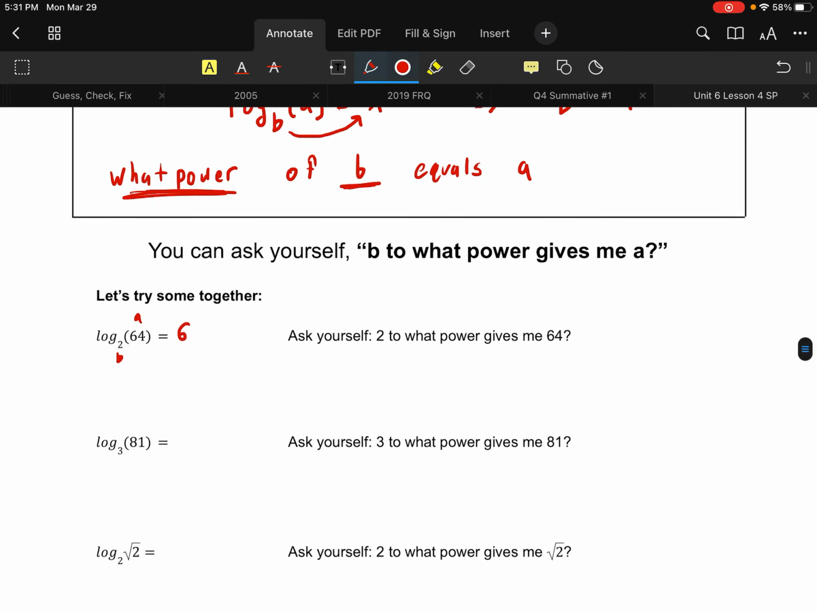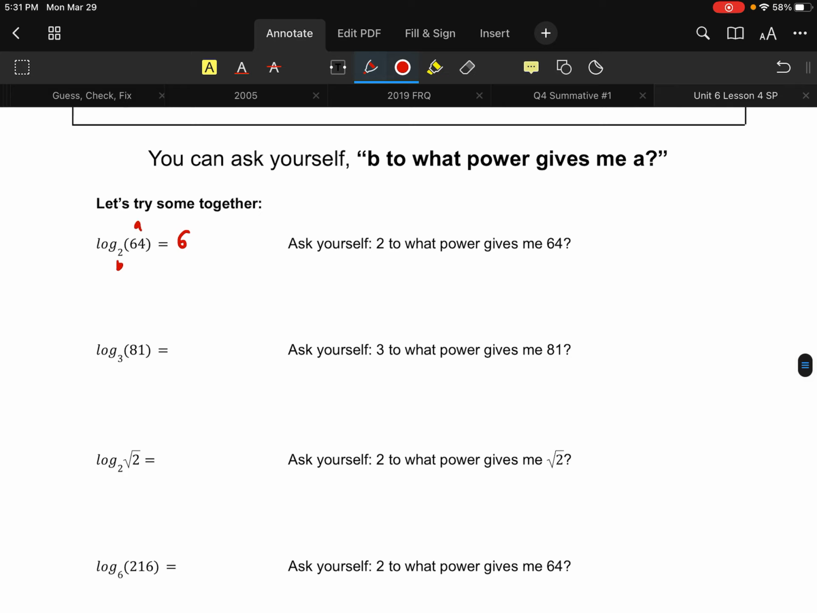All right, if we had the log in base 3 of 81, right? So I'm going to start slowly replacing this. I'm not going to say what power anymore. That's training wheels. I'm going to say the log in base 3 of 81, and you need to know that that means 3 to what power is 81? The answer is 4.